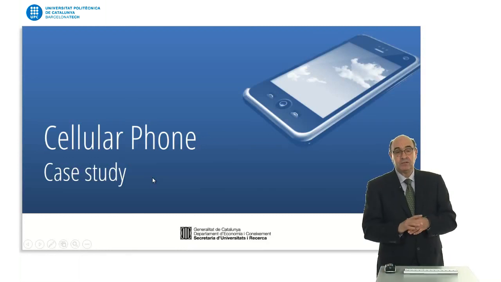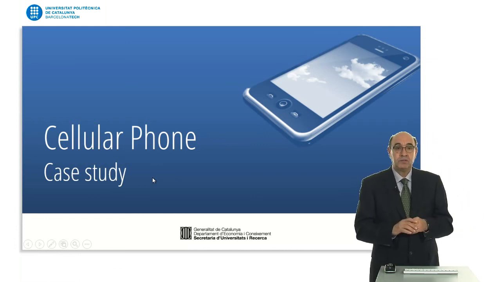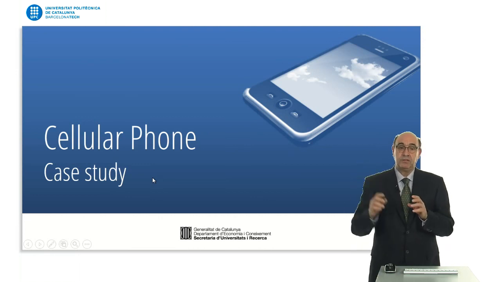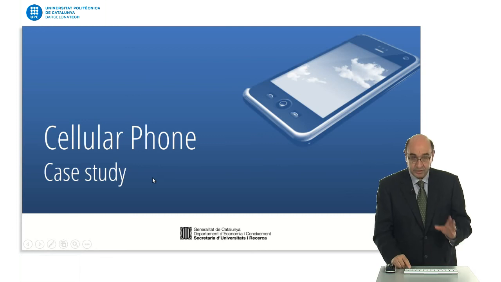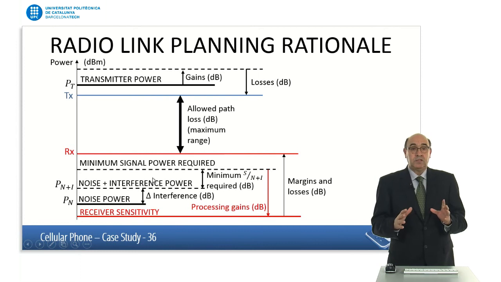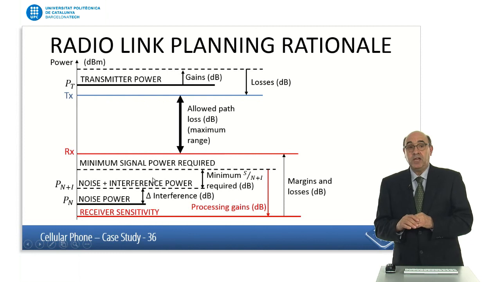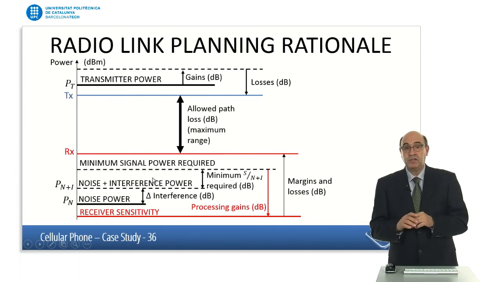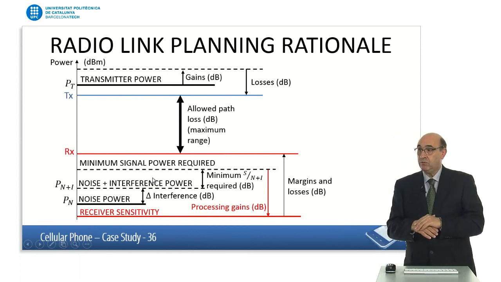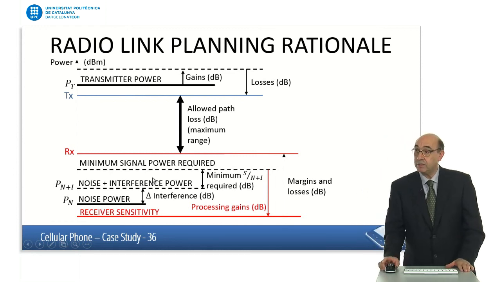Now we can apply all those ideas and all the information we've been gathering to establish the link budget for the phone. We're going to study the uplink and later on the downlink in different situations. This is just a simple sketch to help you not to get lost in the numbers you are going to see afterwards. And this is how we proceed when we establish a radio link in any wireless system.